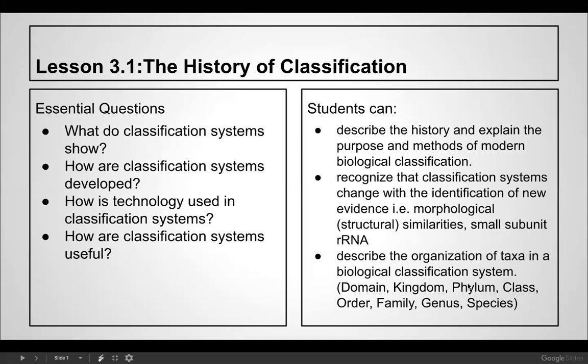We go, Biology B students, lesson 3.1, history of classification.